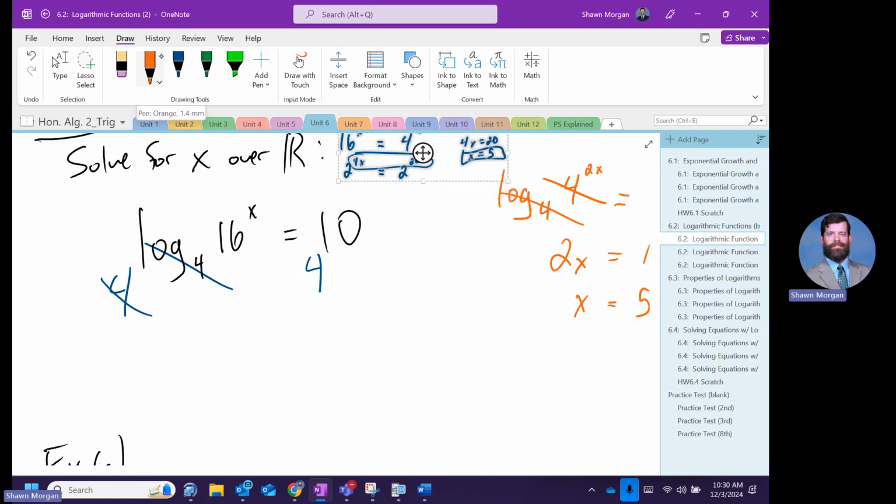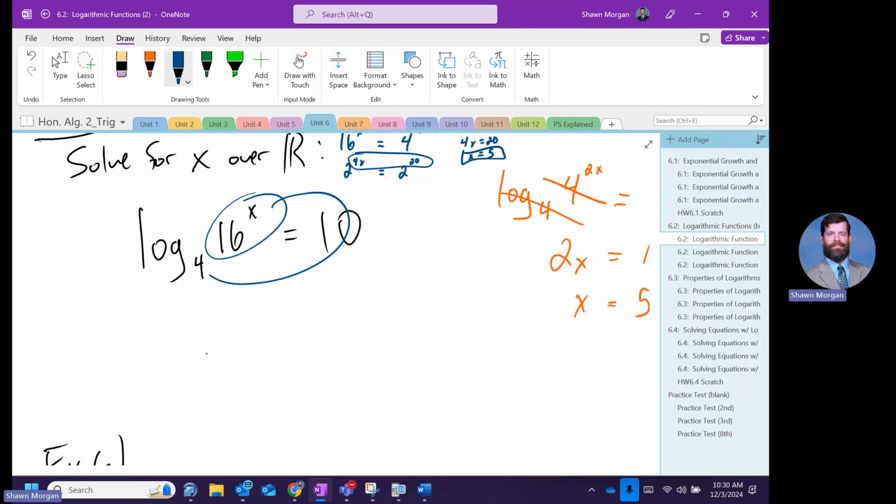So 4 to the 10 equals 16 to the x. Because of the can you see it approach, we start with the base, we swoop around the other side, and we finish with the argument. Now, if the argument has a bunch going on, then it needs to equal that whole bunch. So 4 to the 10 equals 16 to the x, and then we're back right up there where we were a minute ago.